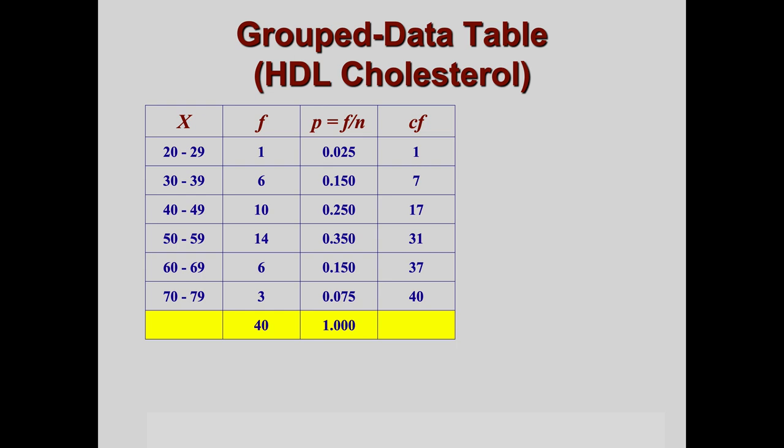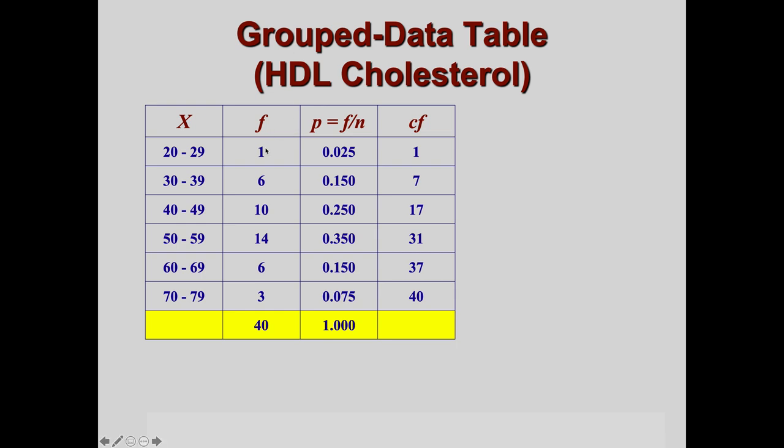Now, on your handy-dandy calculator, I want you to take the frequency for the interval from 20 to 29, which is 1, and divide it by 40. What do you get? 0.025. What if you take the 6 and divide it by 40? What do you get? 0.150. So all they're doing for each of these is saying, hey, what is the proportion out of the whole? The part out of the whole.